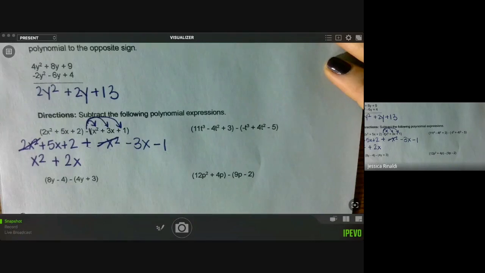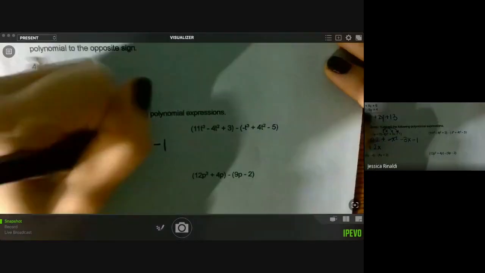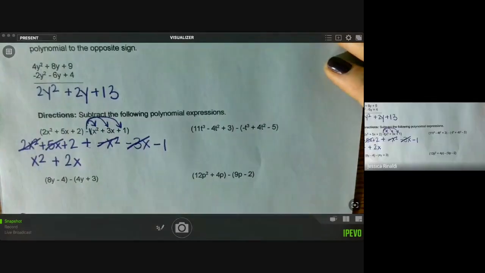I'm going to cross those out because Lily and I like crossing them out once we use them. And then we have a plus 2 and a minus 1. What do I get when I combine those? 1. Good, Maddie.